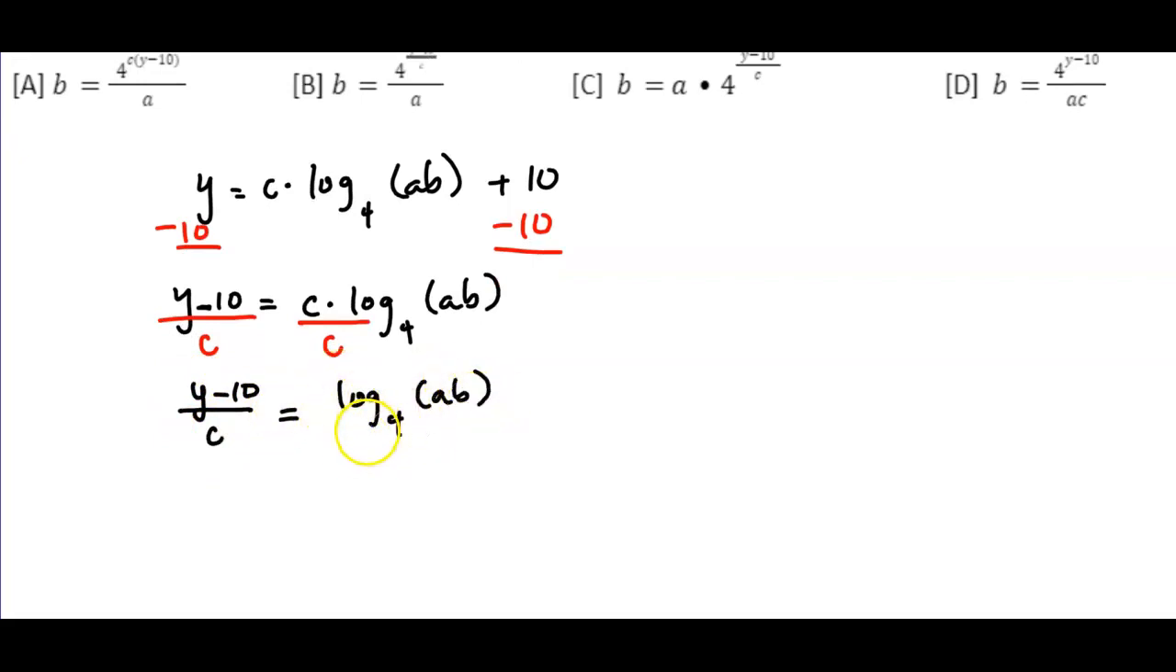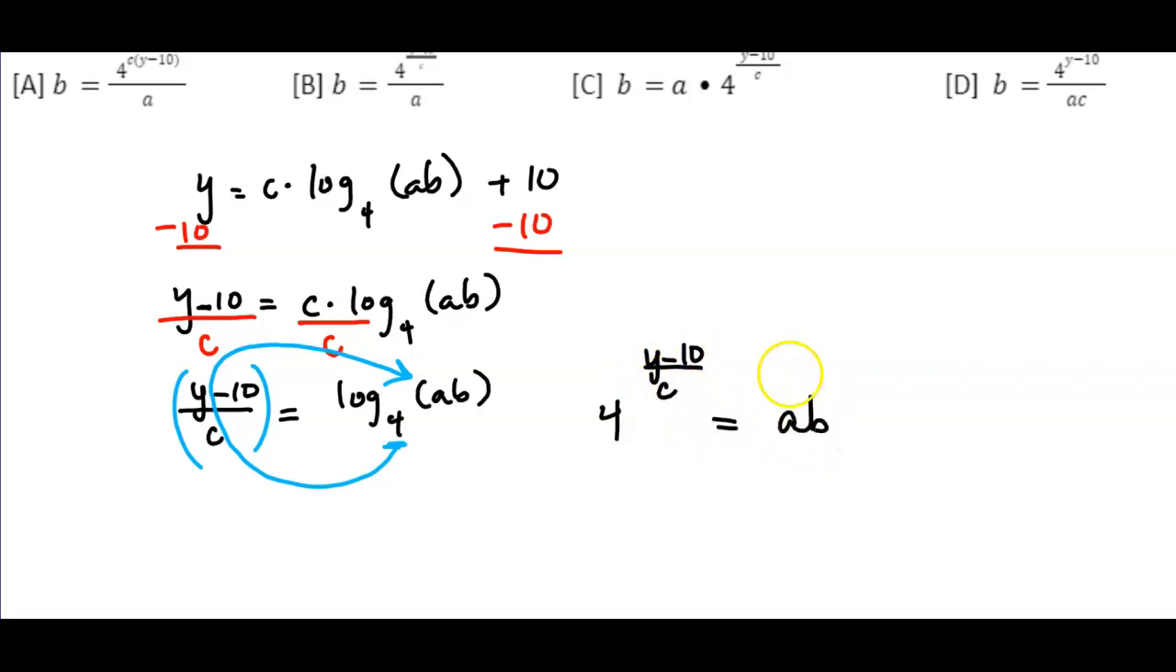Now I can convert my log to an exponential so I can get into that parenthesis and solve for b. So starting with the base, going towards the equal sign, 4 raised to all of this, so raised to the y minus 10 over c equals AB. Remember, this travels together. So again, that's 4 raised to the y minus 10 over c equals AB. Last step is to divide by a on both sides. So I'm finally left with b equals 4 raised to the y minus 10 over c, all over a, which is b.